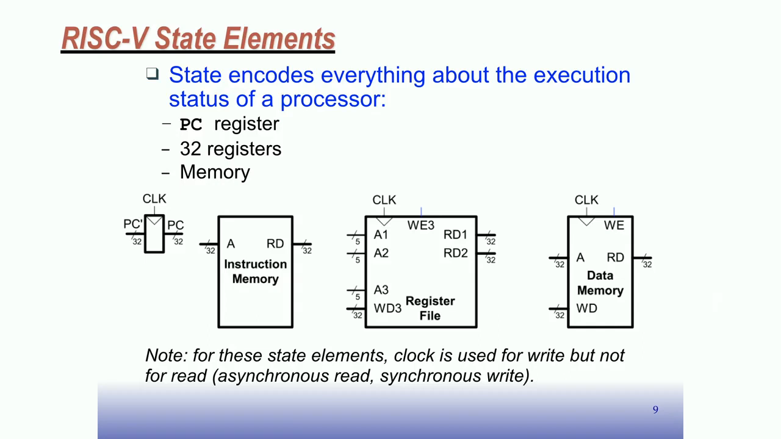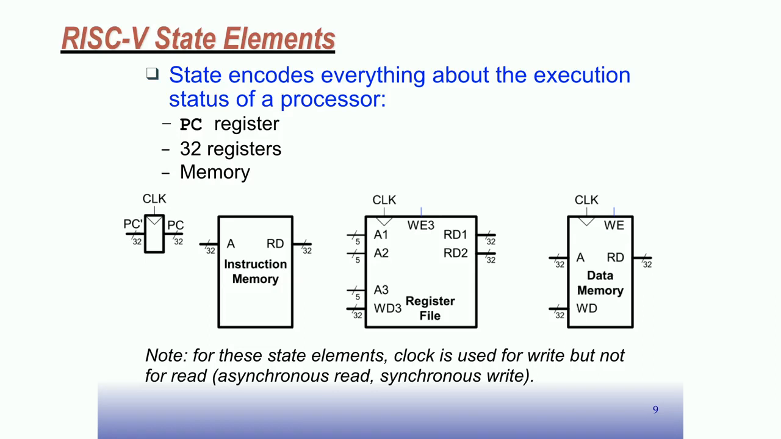One last thing. For these state elements, the clock is used for write, but not for read. What we mean is there's asynchronous read and a synchronous write. So the writing happens, like in this register, or in the register file, or in the data memory, on the rising edge of the clock, if it's enabled to write. The reading happens asynchronously. It doesn't need a clock. If I put an address here, whatever that address is will kind of just ripple through and create some data at the output here. Right.